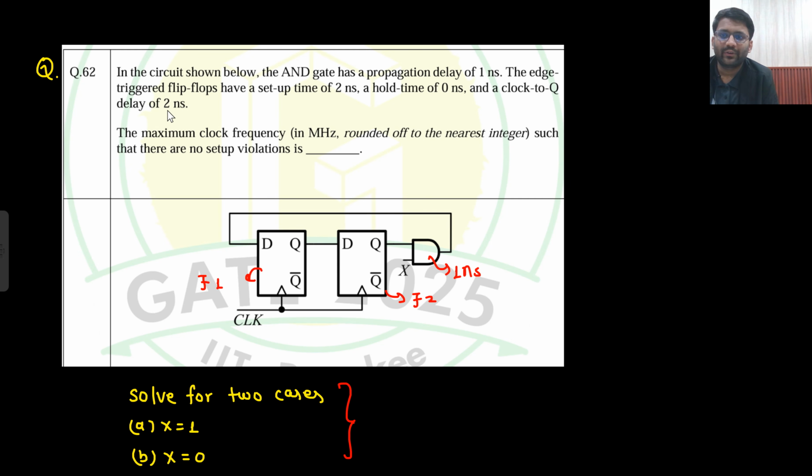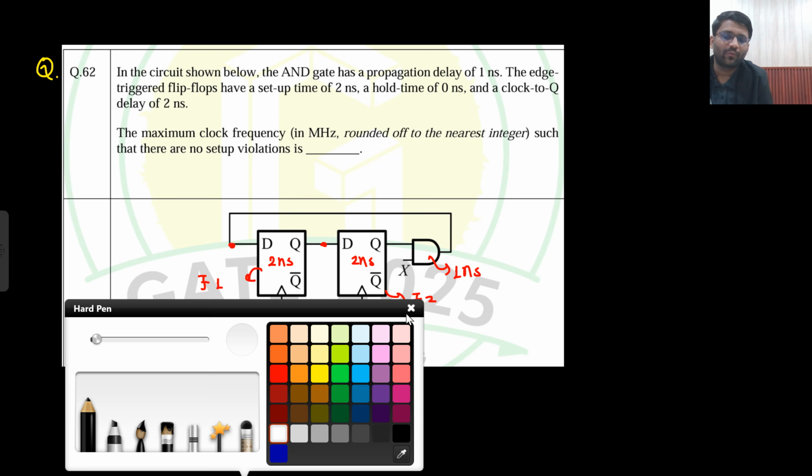Hold time is 0 nanosecond. We don't care about it. And clock to Q delay is 2 nanosecond. So this delay is 2 nanosecond. This delay is also 2 nanosecond. Now I know that, sir, this input is also not fixed and this input is also not fixed. Both the inputs are not fixed. Right? What does that mean? That, sir, I need to go from flop 1 to flop 2 as well and flop 2 to flop 1 as well. So let's work from flop 1 to flop 2.